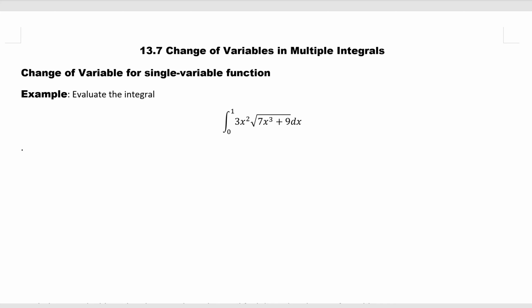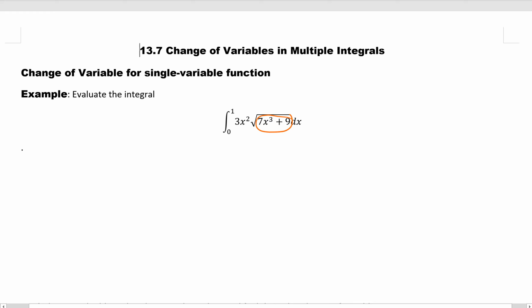Hi everyone! Today let's talk about section 13.7, change of variables in multiple integrals. So first of all, let's review the change of variable for a single variable function, and then we're going to extend the idea. Okay? So consider the following integral.